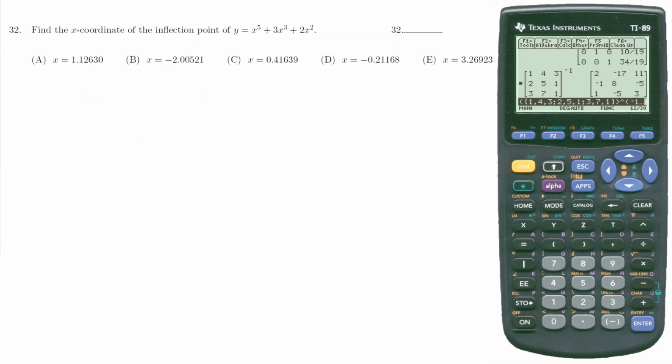Next. Find the coordinate of inflection points. Okay, inflection points. All I have to do is do the second derivative. And yet another trick. I even got to show some of them, actually, because my goal is to be fast, so I can double check my work. So, boom, that's my second derivative right away.